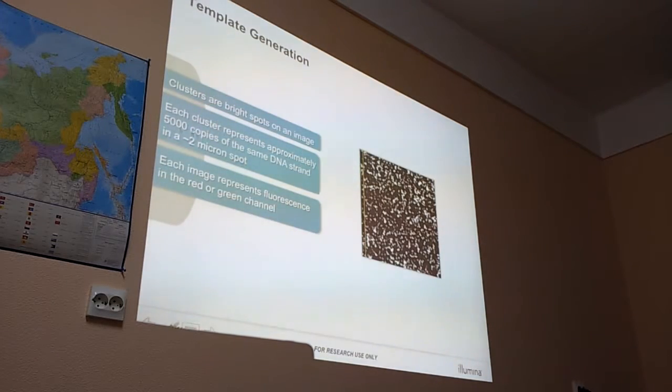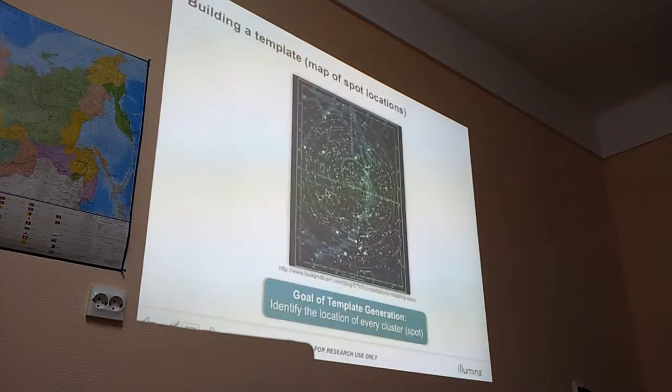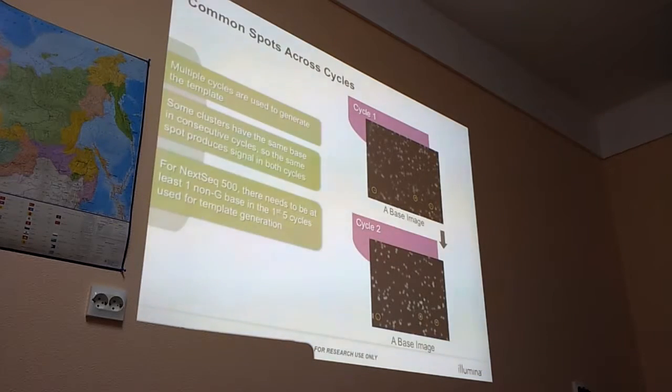Yeah, I said the clusters are bigger on the NextSeq, so it's not 1,000 copies. We have here 5,000. And 2 micron, yeah, with other systems it's smaller than 1 micron, because the resolution is not so high, but the surface of the flow cell is much bigger. So this is how we detect the clusters.